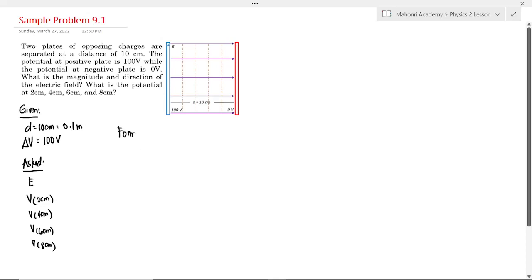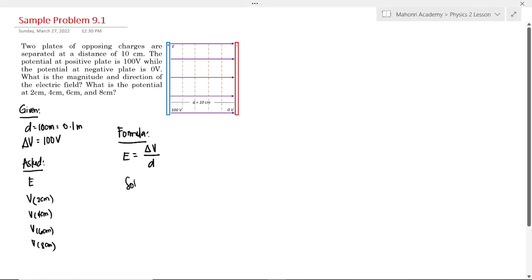Well, first understand that our formula for this would be E is equal to the change in electric potential divided by the distance. We've discussed this just earlier, right?